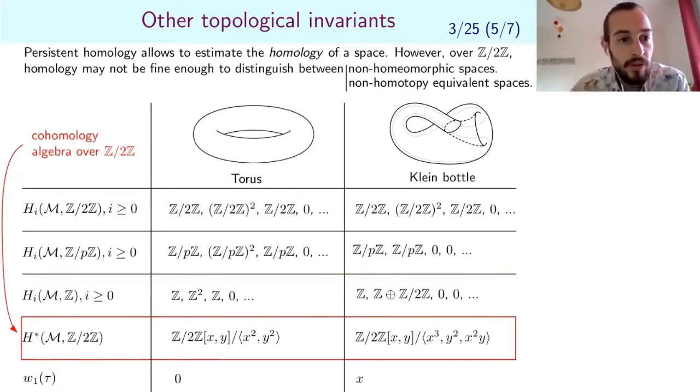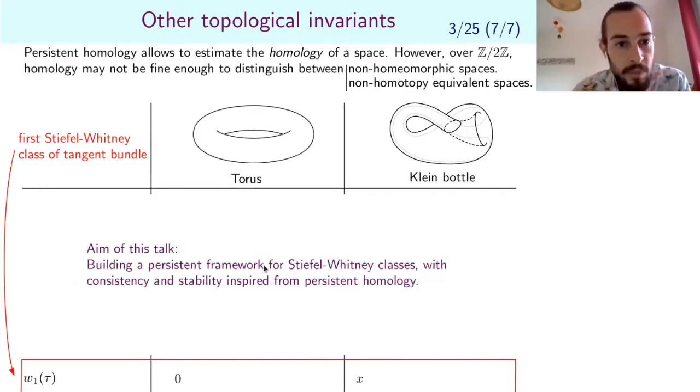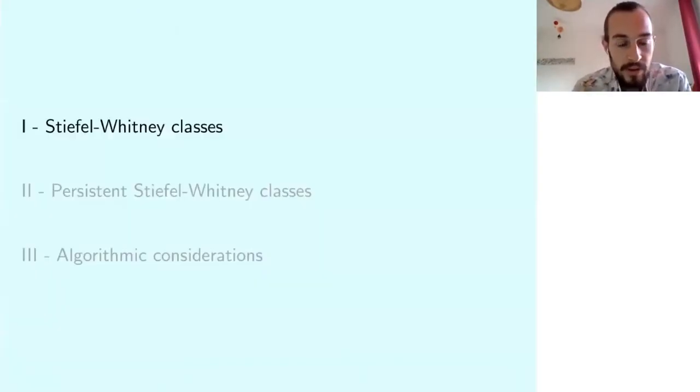We also have the cohomology algebra, the cohomology ring. There is a little work in that direction in persistence theory. But what we'll study today are the Stiefel-Whitney classes. Here I took the first Stiefel-Whitney class of the tangent bundle of these two surfaces. And as you can see, they are different. So this is what we'll study today. We would like to estimate these Stiefel-Whitney classes from a point cloud observation. The first mission for me will be to introduce nicely the Stiefel-Whitney classes. Then we'll try to adopt a persistent point of view on it. And I end the talk with a discussion about algorithms.